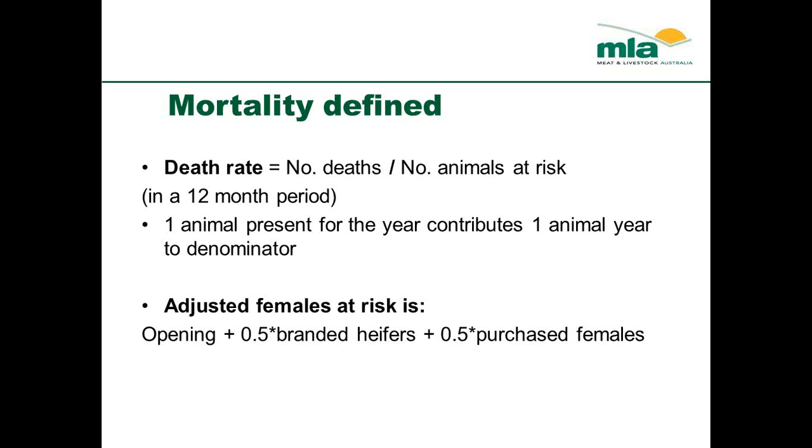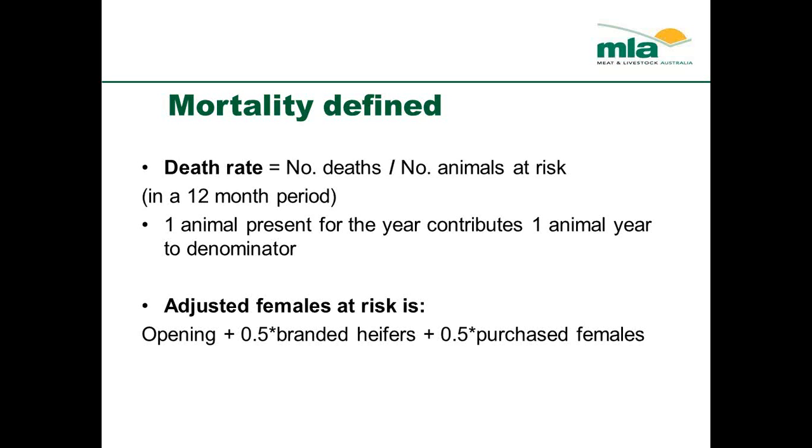So we developed a denominator which is called the adjusted females at risk. If we're talking female death rate, it's the number of females that have died divided by the adjusted females at risk as the denominator. In its simplest form, it's the opening female number plus half the branded heifers plus half the purchased females. We did attempt to improve on that formula by putting on the end there minus sales. And when we did that, we were getting some very nonsensical results, particularly with male cattle, and I'll talk about that a little bit later.